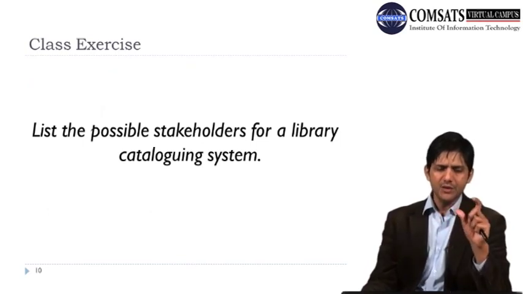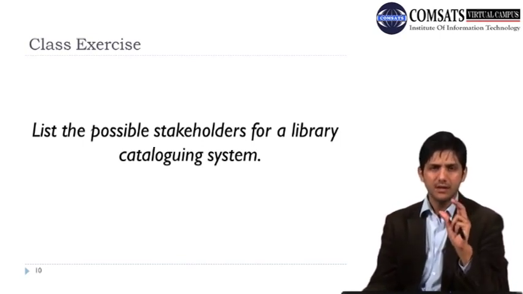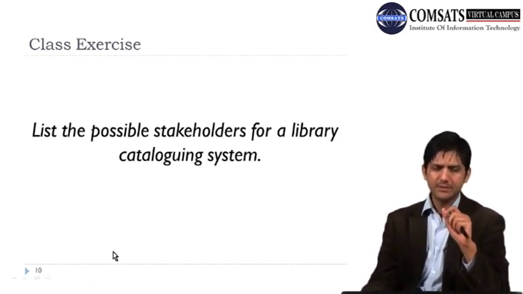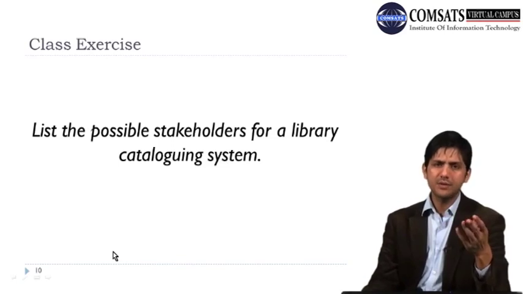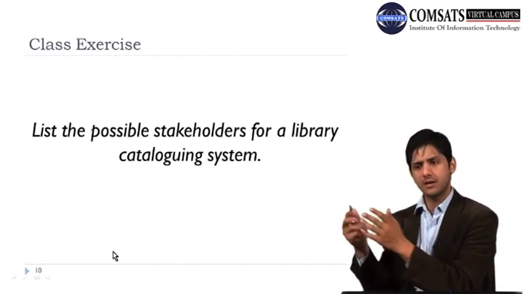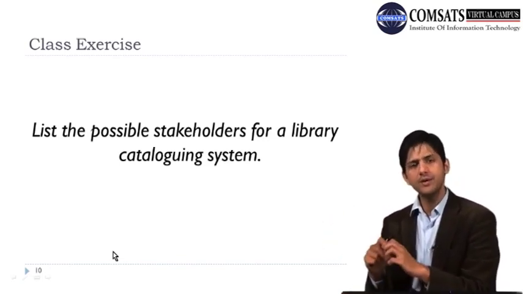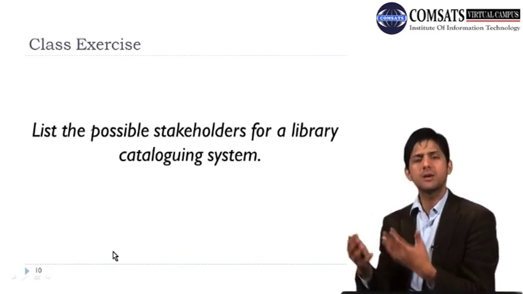Okay, now I want you guys to think about and list all the possible stakeholders for a library cataloging system. A library cataloging system is, you have a huge library which is, let's say, manual, and the books are being recorded. For example, you got a new book and you manually enter it that we have got a new book, and you're numbering it. You want to automate this whole system.